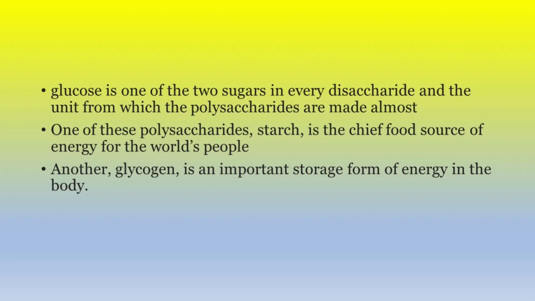Glucose, commonly known as blood sugar, serves as an essential energy source for all the body's activity. Its significance to nutrition is tremendous. Glucose is one of the two sugars in every disaccharide and polysaccharide starch molecule. Starch is the chief food source of energy for the world's people, and glycogen is an important storage form of energy in the body.